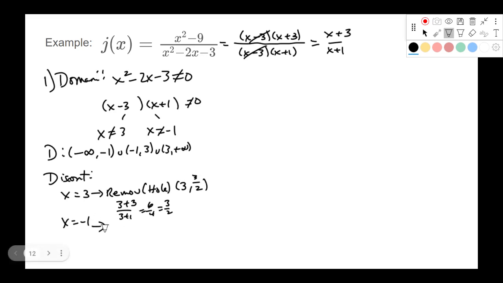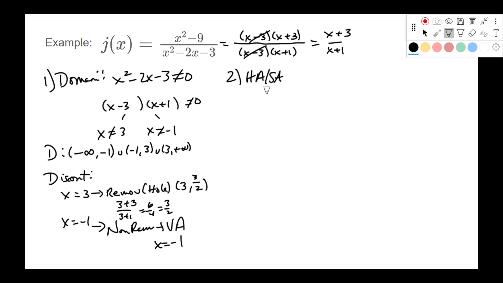X equals negative 1. Well, if I look at my function where I crossed out the common factor, I couldn't cross out the x plus 1, so it's still there. So it's not removable. This is non-removable. So there's going to be a vertical asymptote at the line x equals negative 1. All right, those are my two discontinuities, and they've now been classified. One's a vertical asymptote, the other's a hole. Okay, now let's go to my horizontal or slant asymptote.